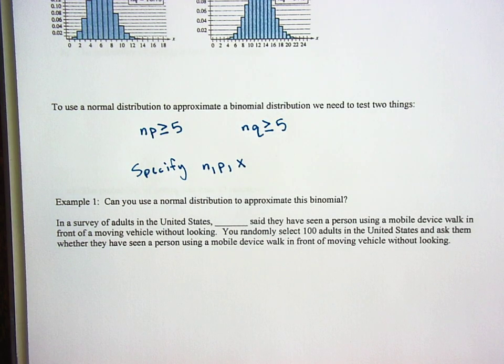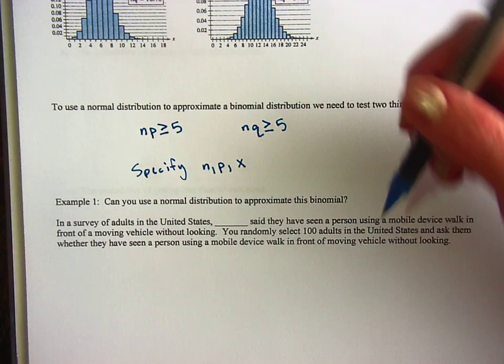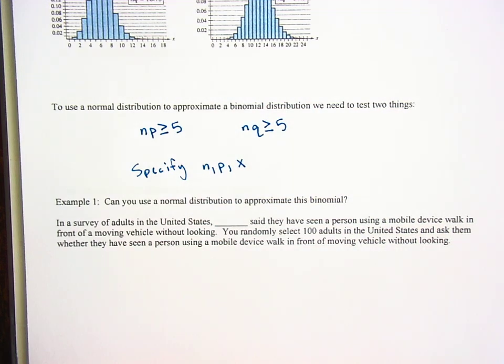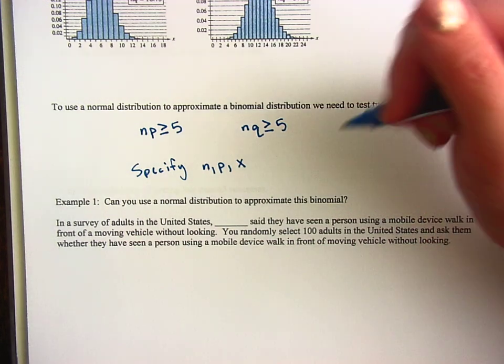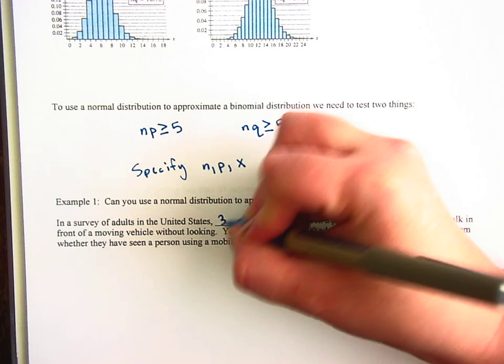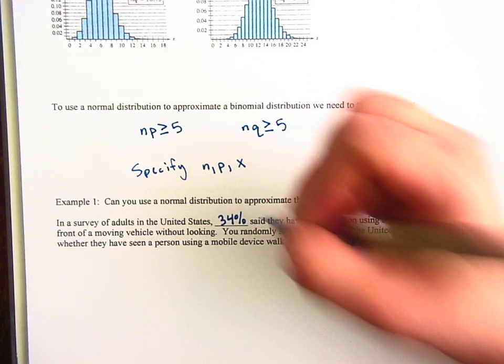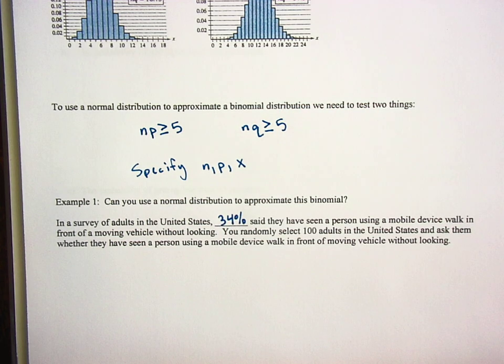Okay. All right, let's try this one. In a survey of adults in the United States, a certain percentage of them say that they have seen people walk in front of a moving vehicle without looking. Apparently that was 34%. You randomly select 100 adults in the United States and ask them whether they've seen a person using a mobile device walk in front of a moving vehicle without looking.